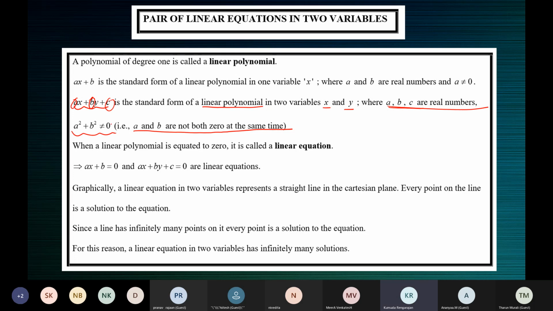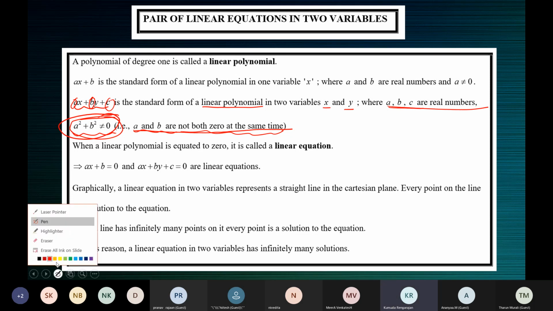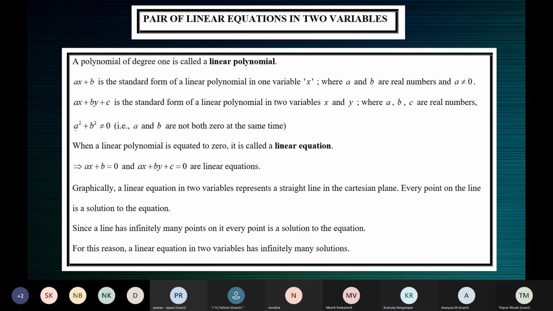And how do we express this mathematically? A and B are not both 0 at the same time. That is, if A is 0, B should not be 0. If B is 0, A should not be 0. How do we represent that mathematically? So we say a square plus b square is not equal to 0. I told you I'll explain this in the next class.